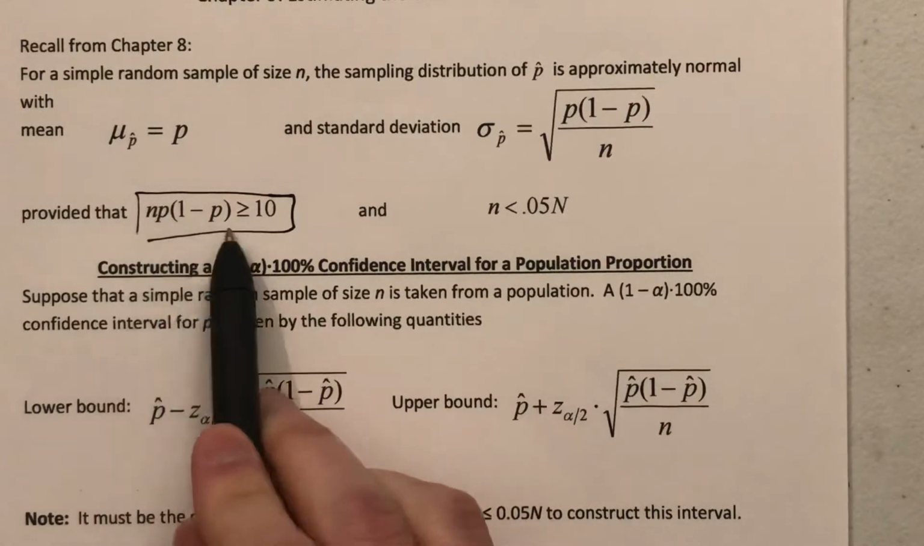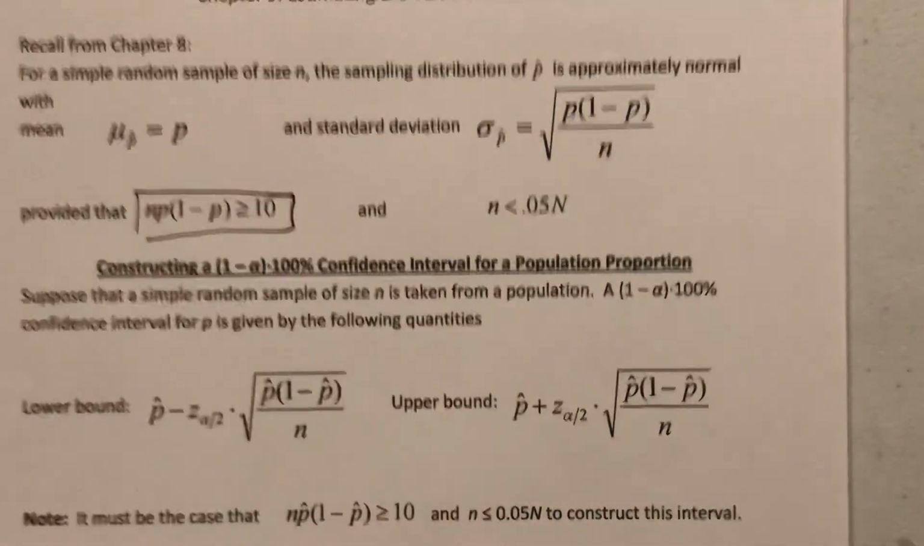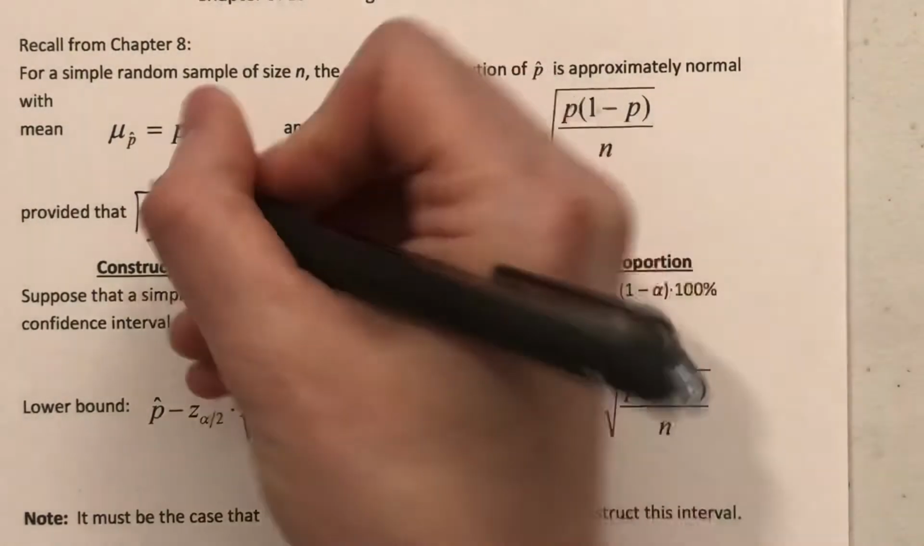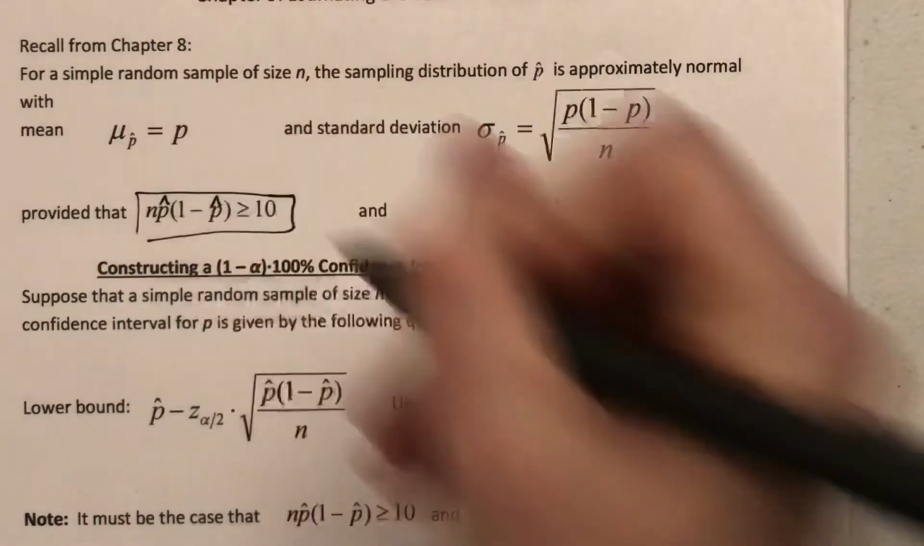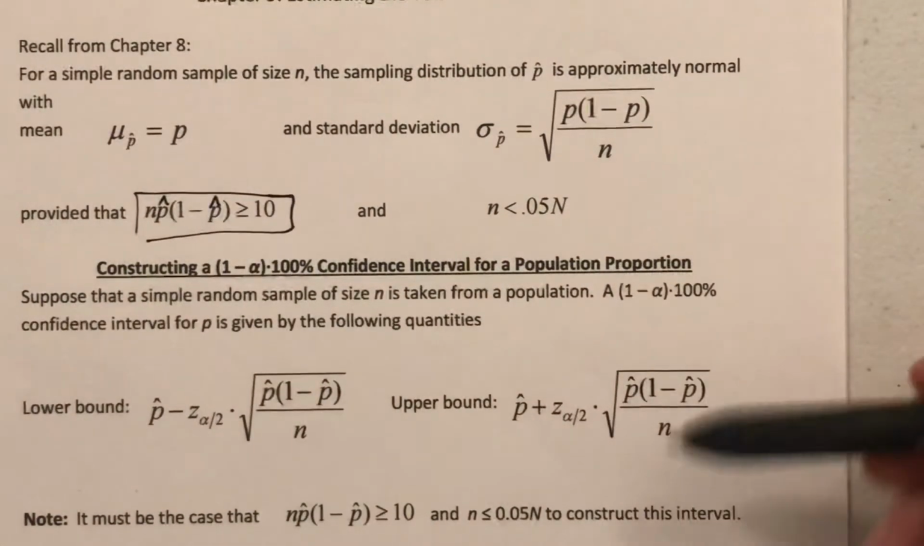So we will want to make sure we're checking this bit of information here. And then, actually, I just realized there's a typo. That should be p hat. And so as long as that's the case, we can move forward.